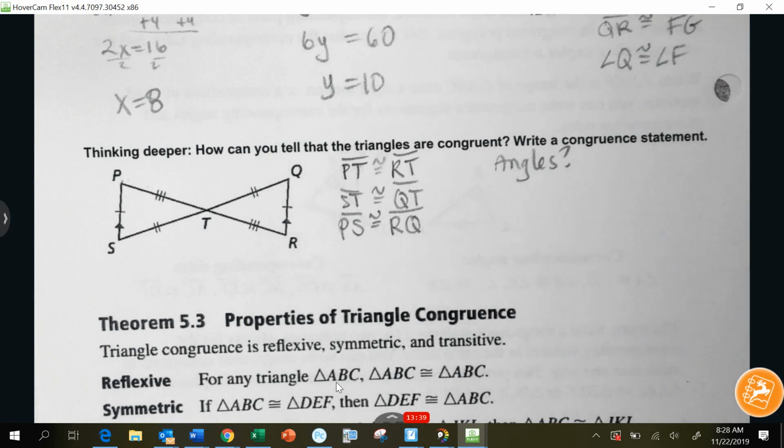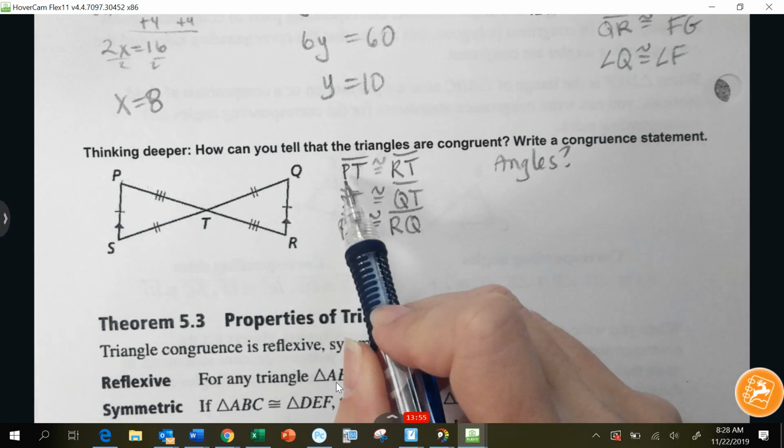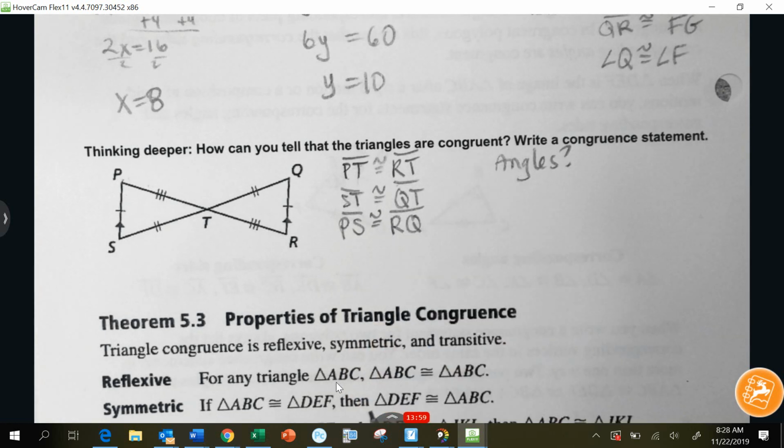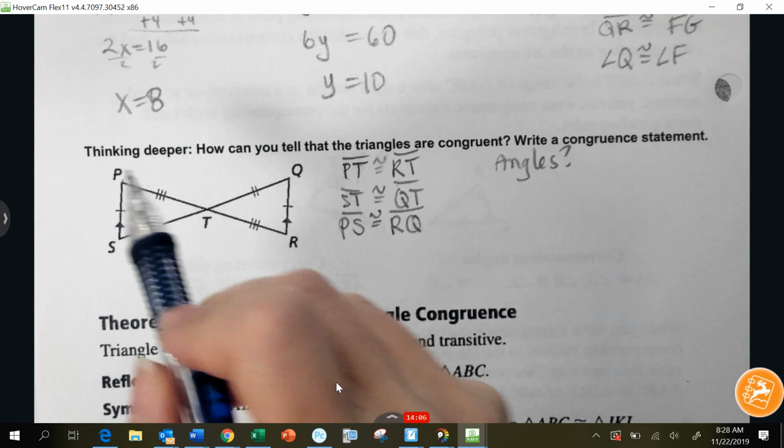P and Q. Why? Both in the vertical angle theorem or whatever. Like there's something with the congruent angle, whatever. I don't know the reason, but P and Q are. Okay, what if I told you P does not correspond to Q? Then P and R. But why? I don't know. Great question. Okay, that's why we're doing this.